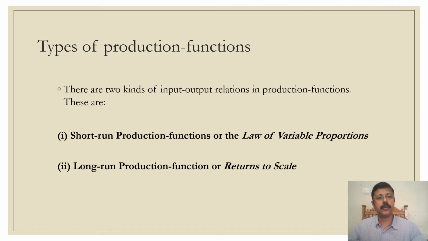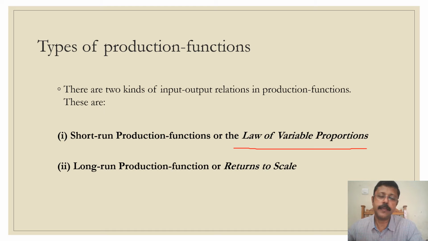Now, types of production functions. We can say there are two different types of production function. One is the short-run production function and the second one is the long-run production function. The production function for the short run is called the law of variable proportions, because we can vary only one or two inputs.